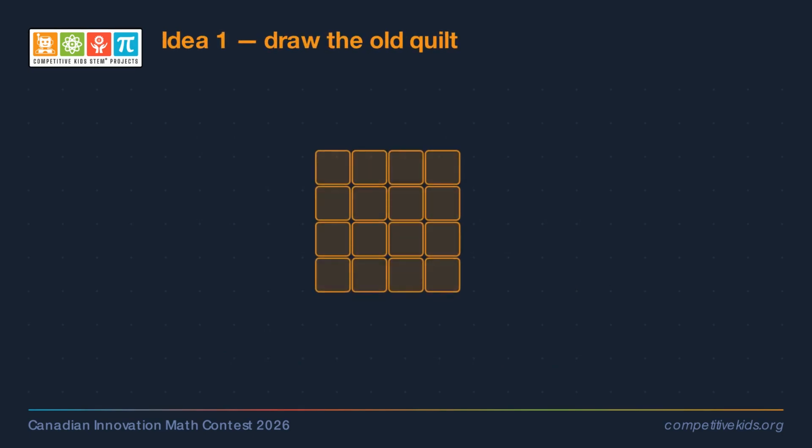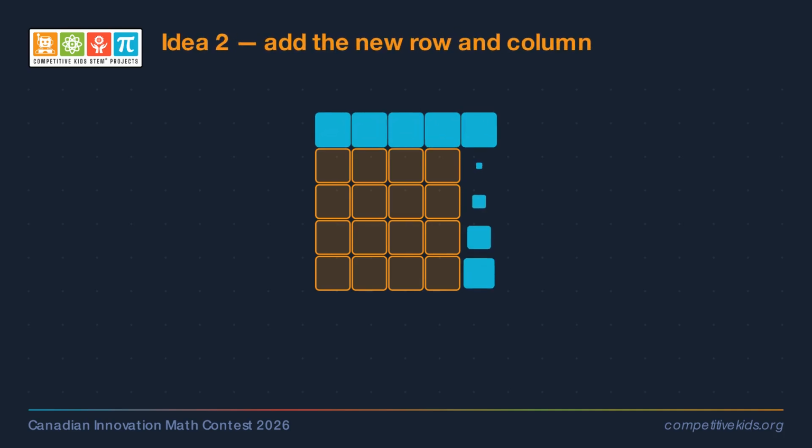Let us draw the old quilt first. A 4x4 quilt has 4 times 4 patches. That is 16 patches. These are the patches that were already sewn. Now add the new row and the new column.